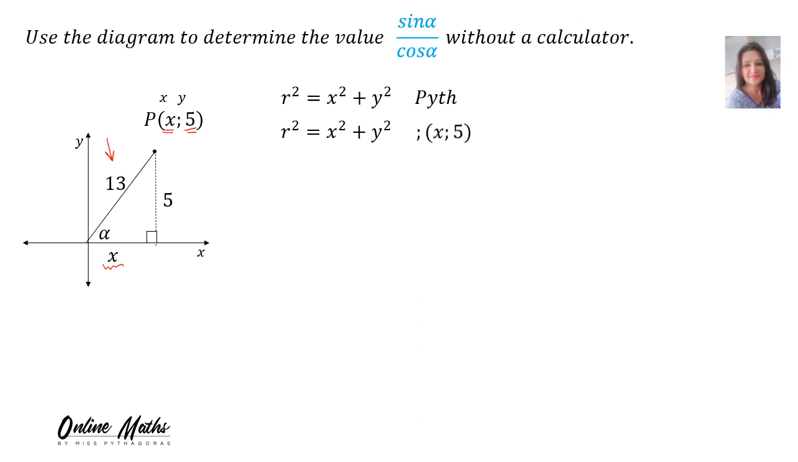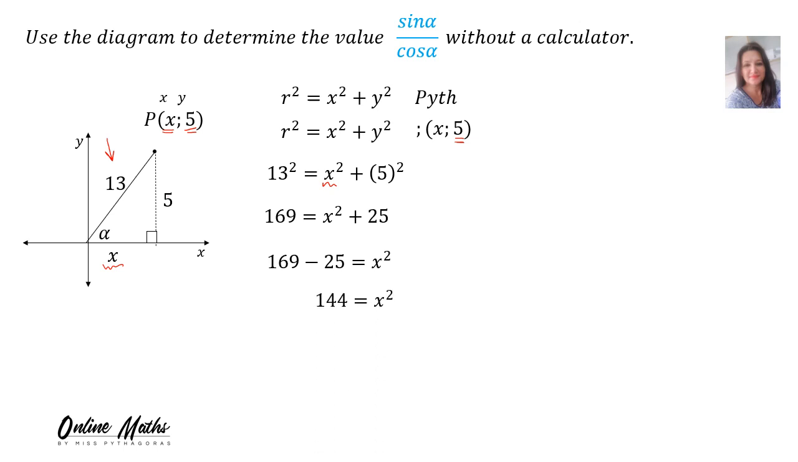Now we are going to substitute. So in r's place, we will substitute 13 squared equals, and x is the one we're looking for, plus, and then this coordinate was the y coordinate. So into y's place, we substitute 5. Then we say 13 squared is 169 equals x squared plus, and 5 squared is 25. Now we're going to solve x. Therefore, 169 minus 25 is x squared.